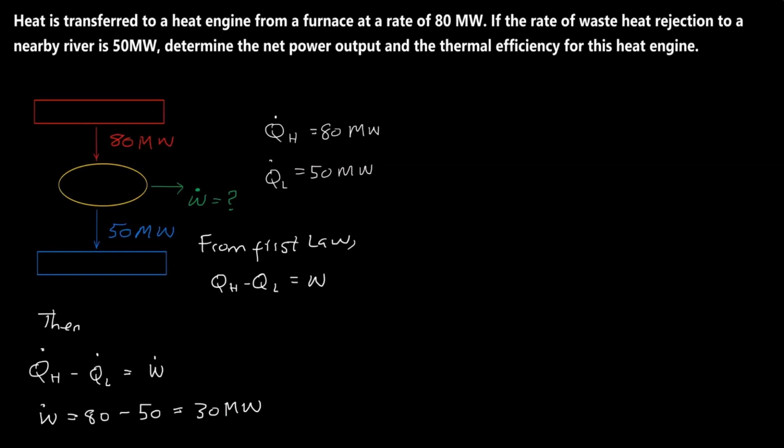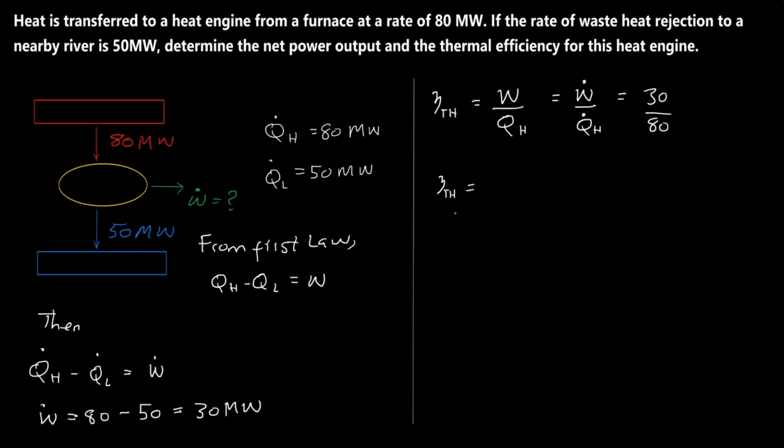So for the thermal efficiency, if the thermal efficiency equals W, the work done by the heat engine, divided by QH, the heat supplied to the heat engine, we can also write the thermal efficiency as Ẇ divided by Q̇H. And using this, we obtain the thermal efficiency of our heat engine as 0.375. This tells us that the heat engine converts only 37.5% of the heat it receives into work.